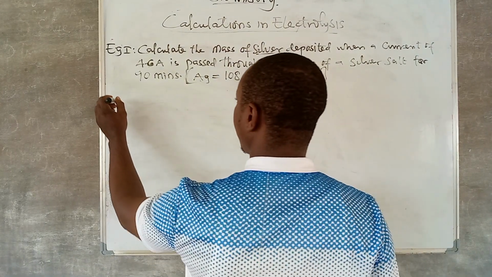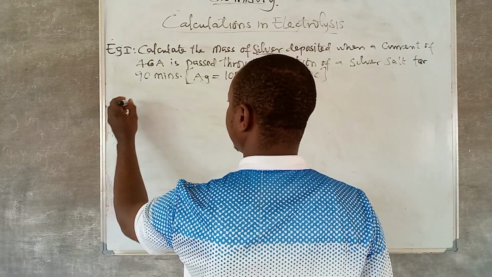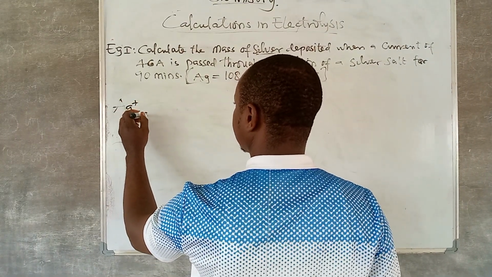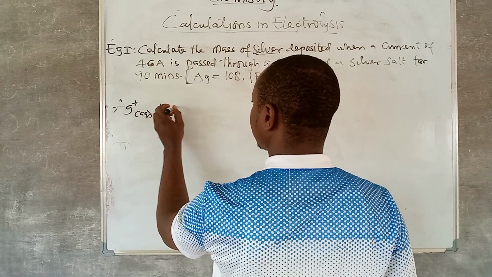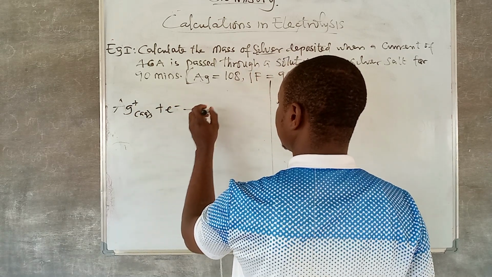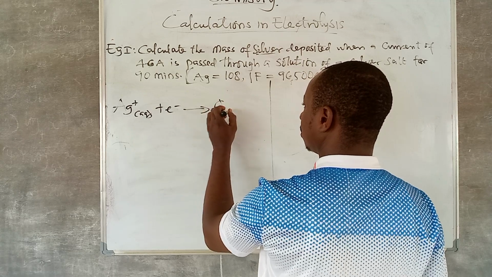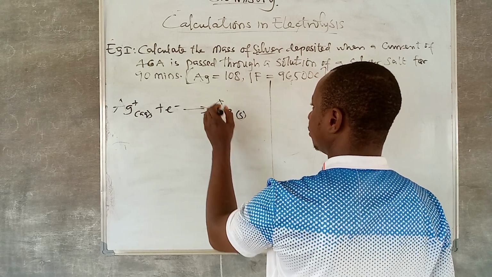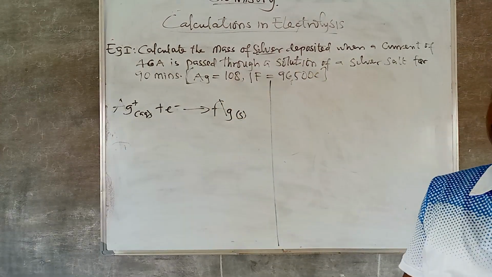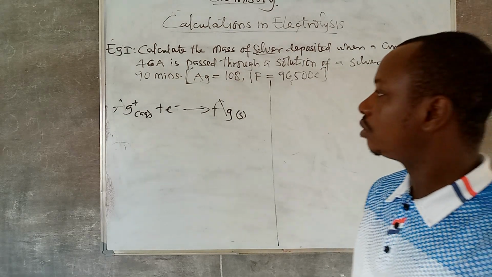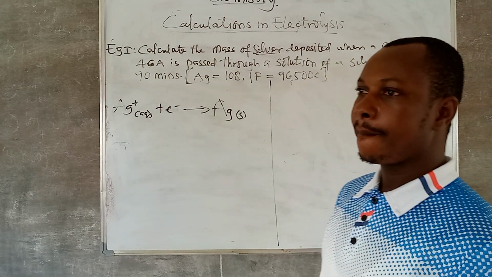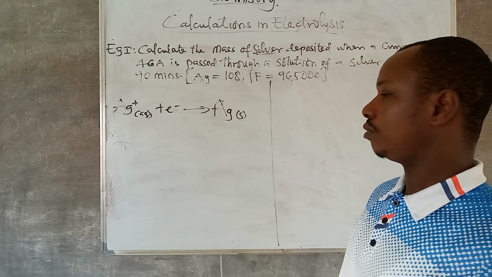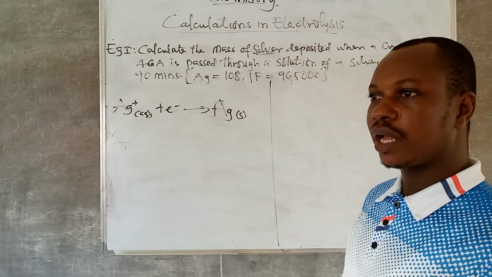And everyone here knows that silver has one electron, solid. This is the reaction at the cathode. Reaction or equation at the cathode.